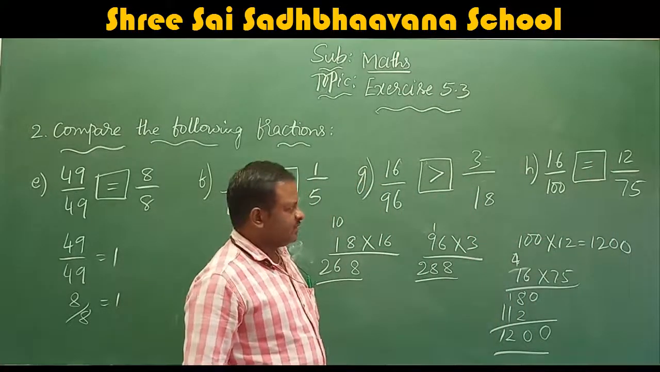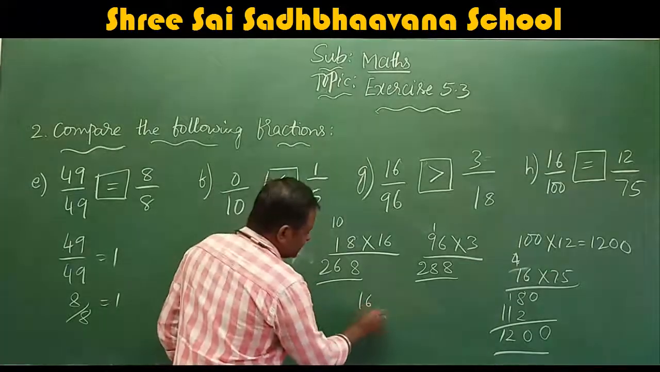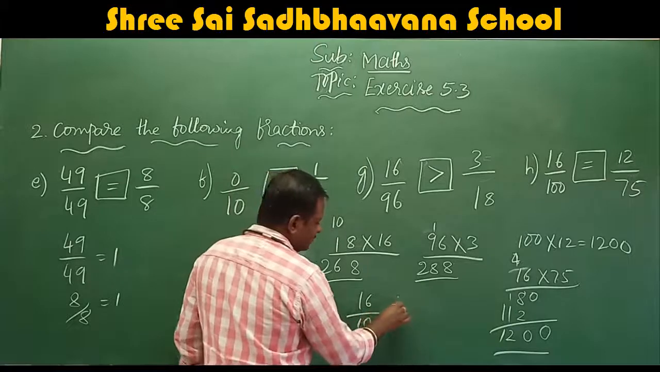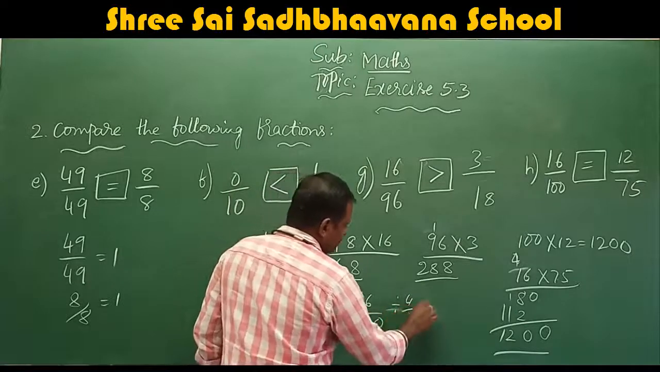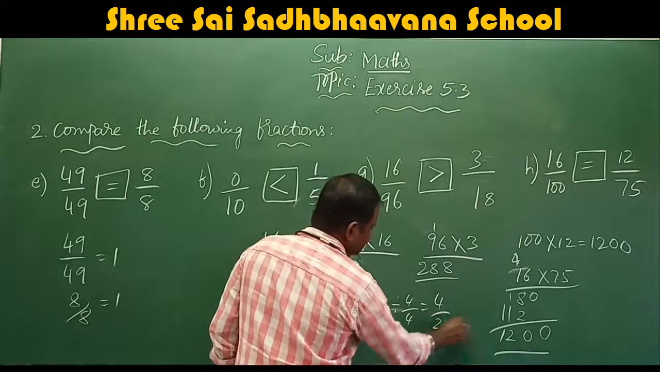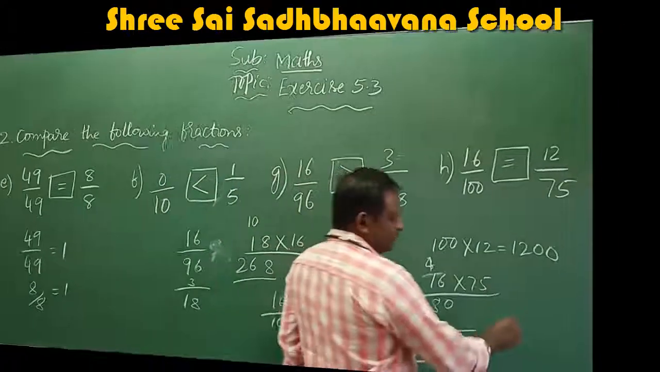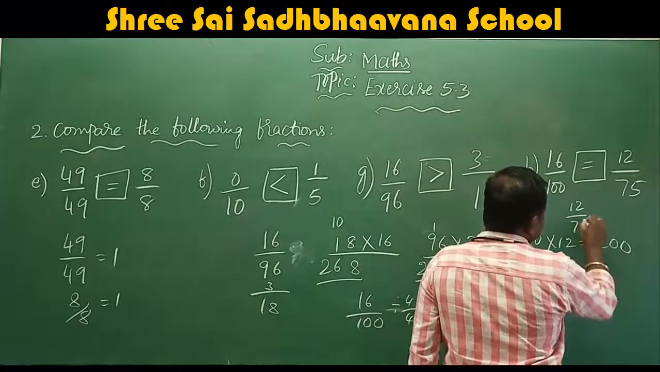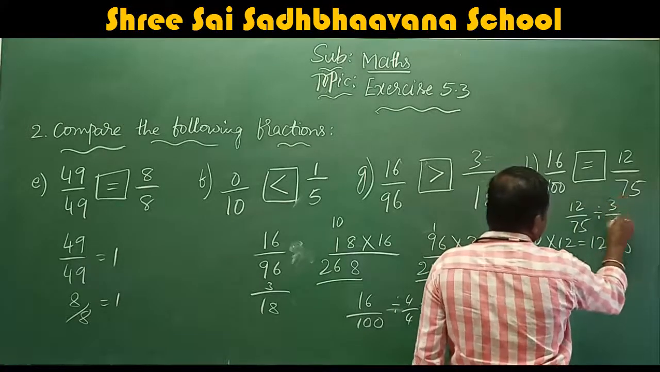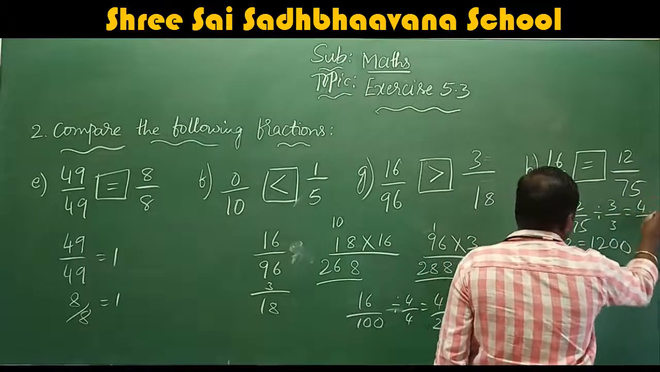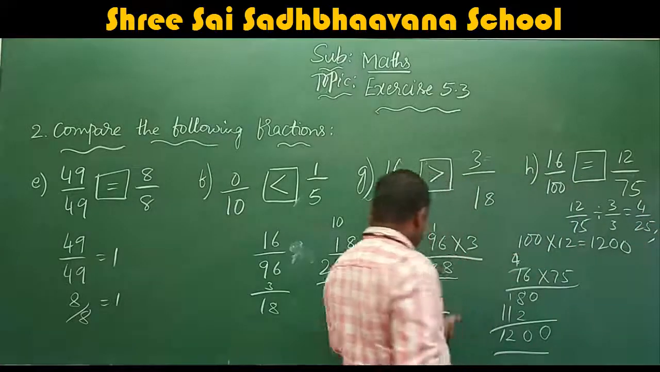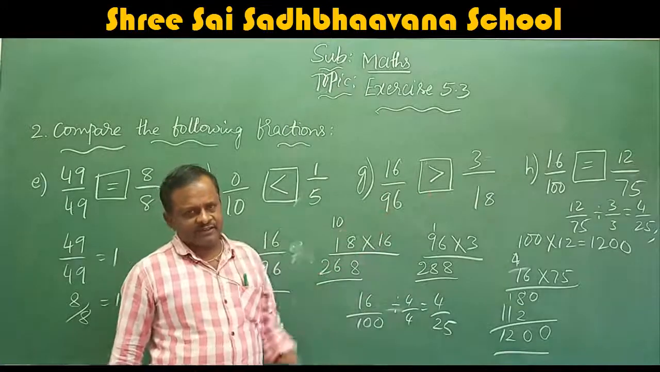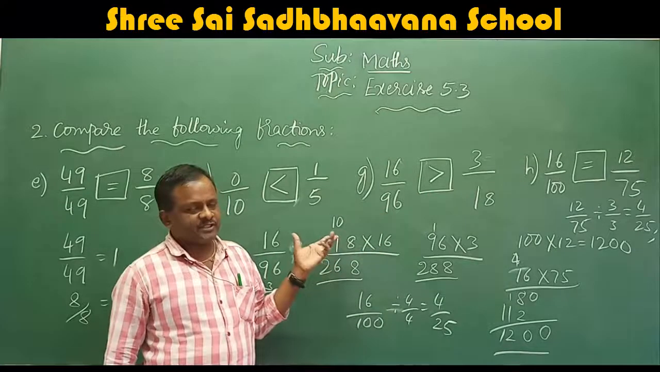Equivalent fraction. If we have any doubt, we will simplify this. See here, 16 by 100, you divide this by 4. 4 4s are 4, 25s are. Here also, 12 by 75. Divide this by 3. 3 4s are 3, 25s are. See, 4 by 25, 4 by 25. So that fraction is also an equivalent fraction. I hope you understand this one.